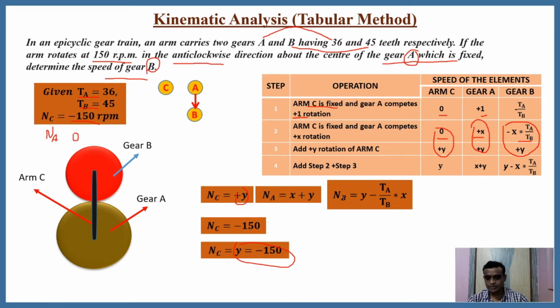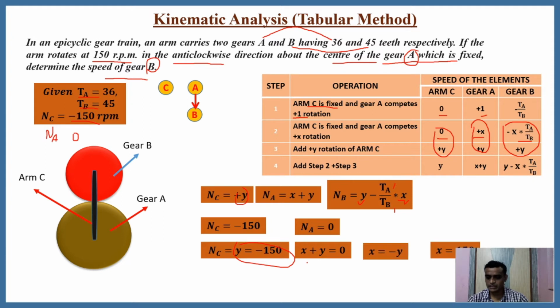To find out the speed of gear B, that means in this equation we need to find out y, we need to find out x. T_A and T_B are given to us. That means again one unknown, which is x, that we need to find. Now the second condition is mentioned, that the center of the gear, gear A, is fixed, that means N_A is equal to 0, that means x plus y is equal to 0, x is equal to minus y, that means x is equal to minus y minus 150, which is x is equal to 150.